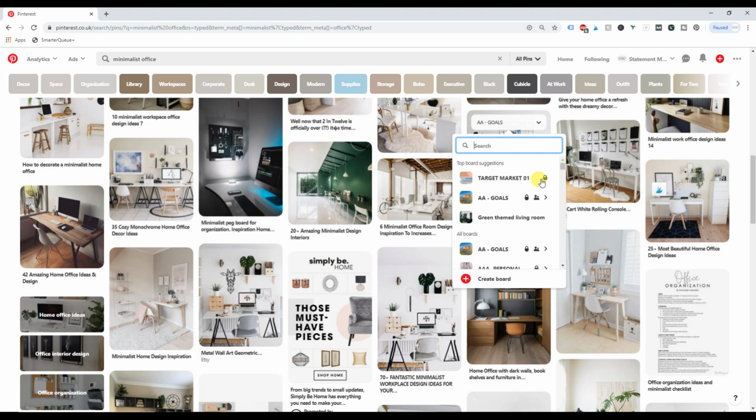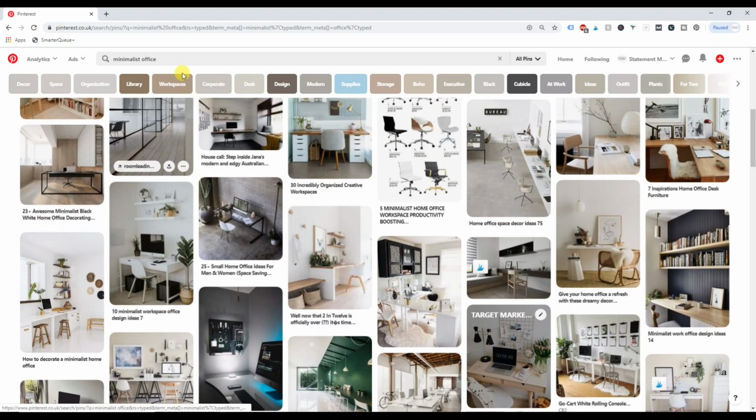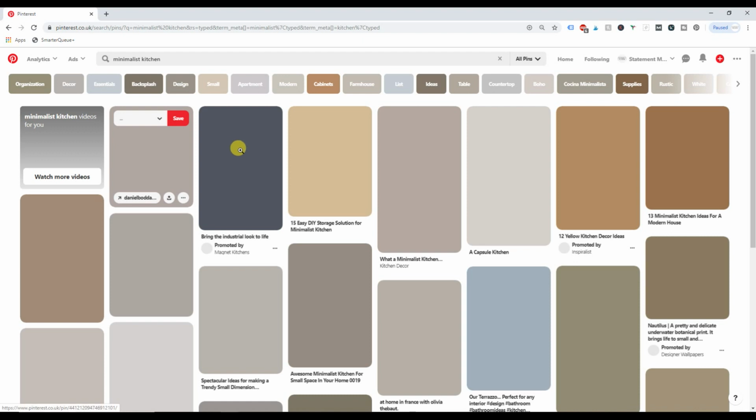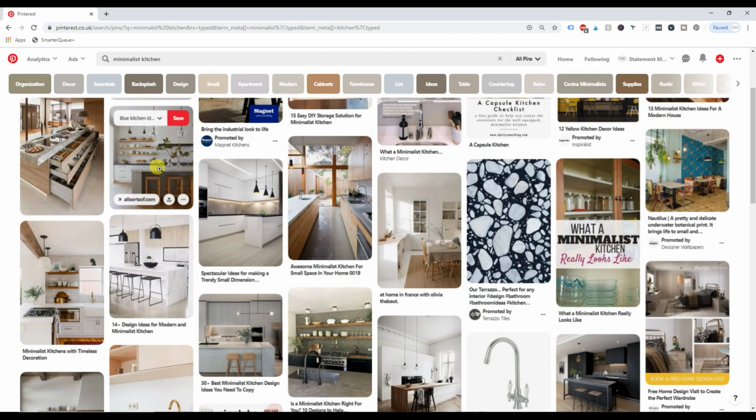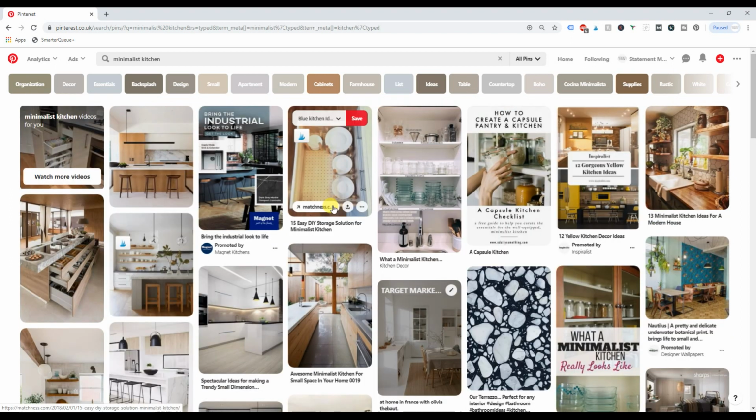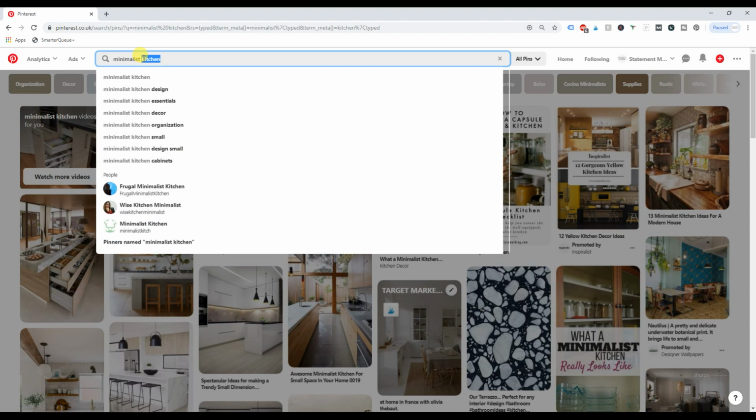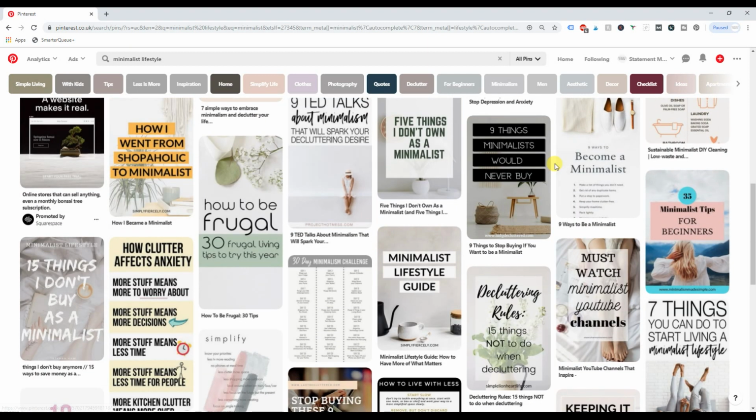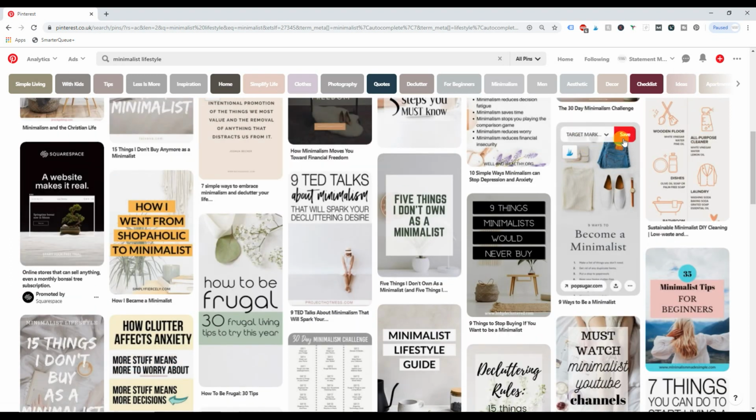You can save as many pins as you like, but I would recommend varying them quite a lot. Minimalist kitchen. Let's see what pops up here. This one, perfect. Exactly what I was looking for. Now, what more do we want? I'm going to do one more, and I'm going to go with minimalist lifestyle and see if that, do you know what I'm going to do? I'm going to save that.